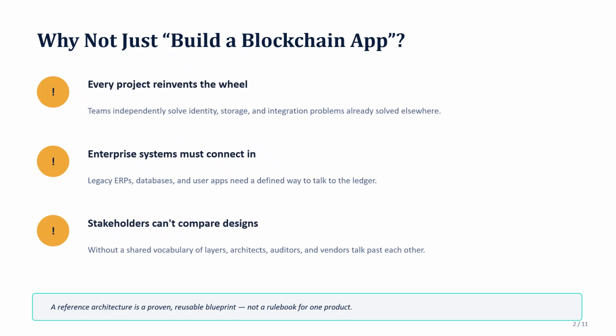Every team that builds a blockchain solution from scratch tends to resolve the same problems. How do users authenticate? How does data get in from outside the chain? How do existing enterprise systems plug in? And without a shared vocabulary of layers, architects, auditors, and vendors end up talking past each other. A reference architecture fixes that. It's a reusable blueprint, not a rulebook for one specific product.